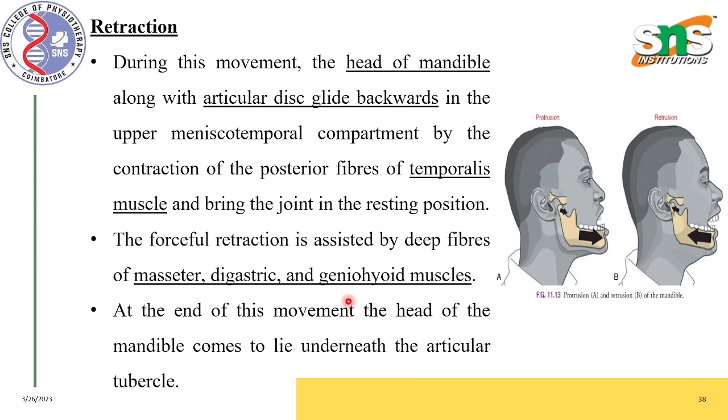At the end of this movement, the head of the mandible comes to lie underneath the articular tubercle. So during retraction, the head of the mandible along with the articular disc will be gliding posteriorly, and retraction is the resting position of the temporomandibular joint. So during this position, the mandible will be coming to lie underneath the articular tubercle.